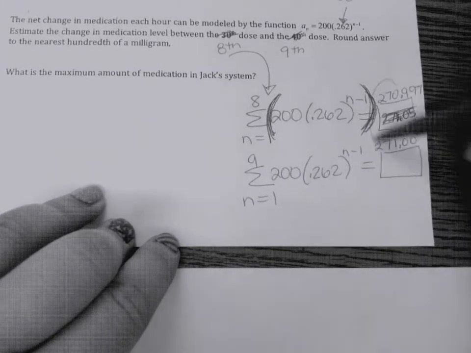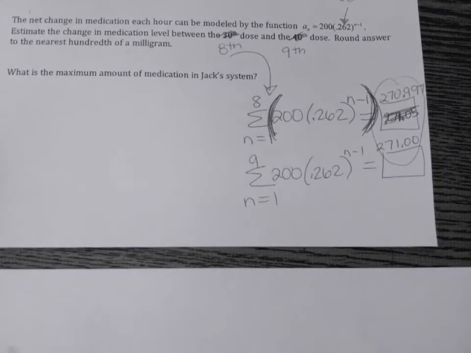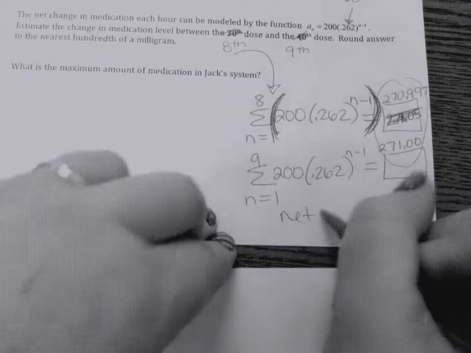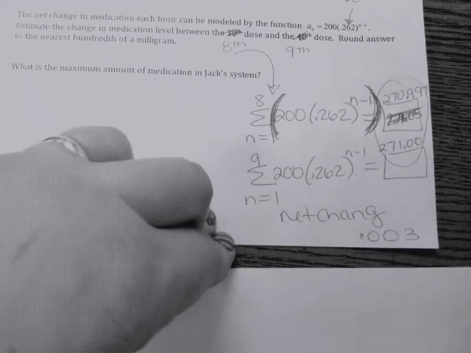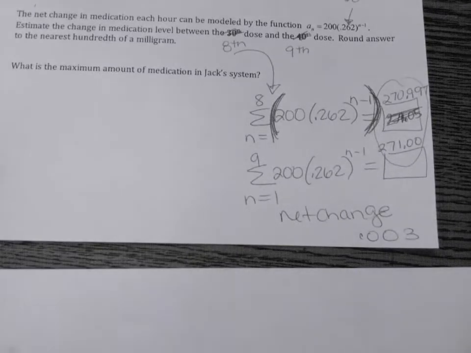So to get the net change, you subtract those two numbers. You do 271.00 minus 270.997. See how the net change is just 0.003? So it's approaching 0. It's getting smaller and smaller every time.